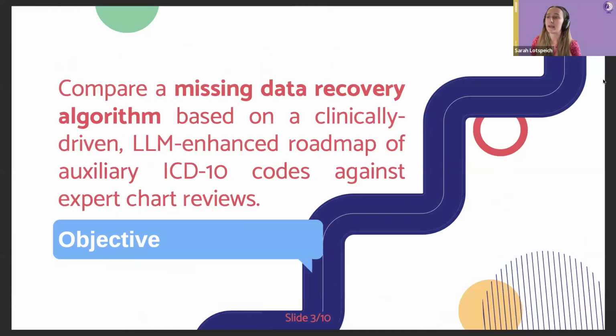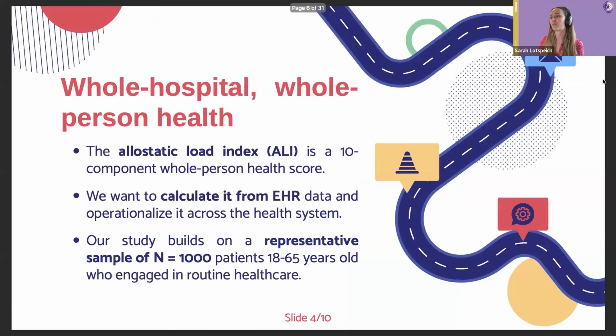So our objective today was to compare an algorithmic approach to chart review. Can we see how an algorithm based on a clinically driven LLM enhanced roadmap relying on structured EHR data like disease codes compared to what our human auditors found in that project?